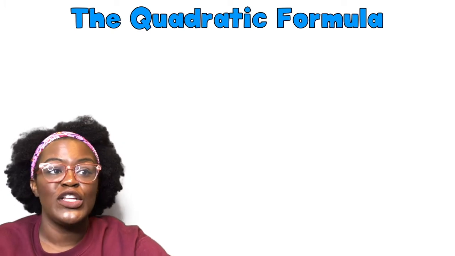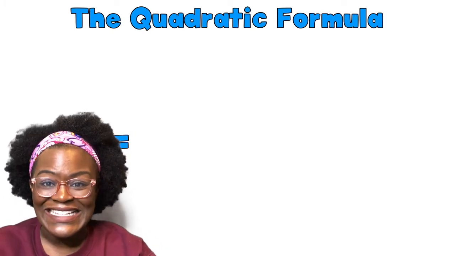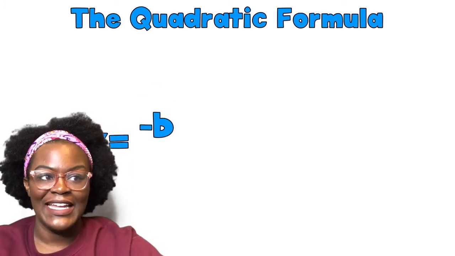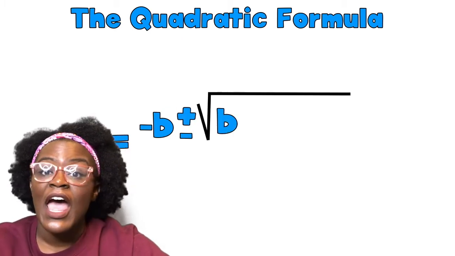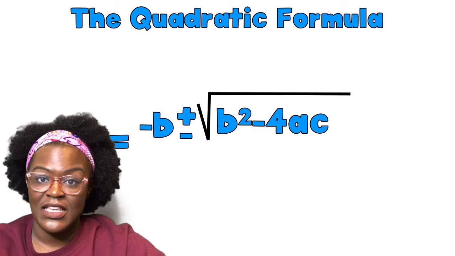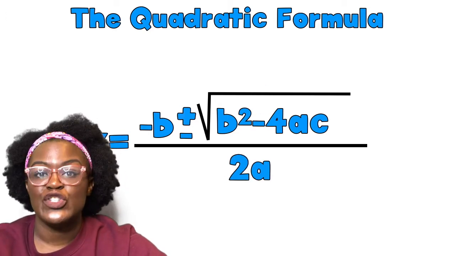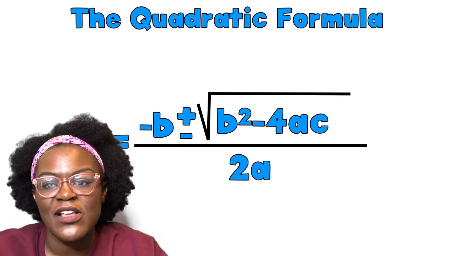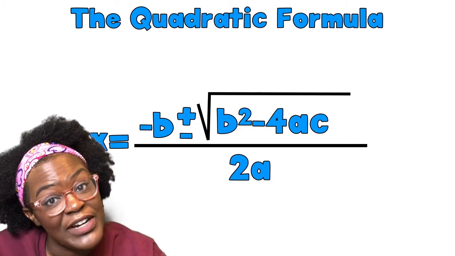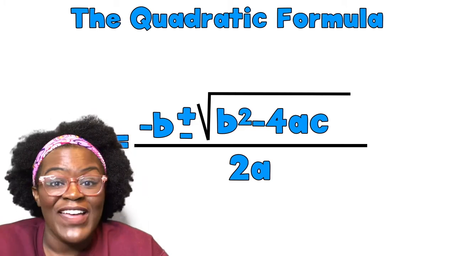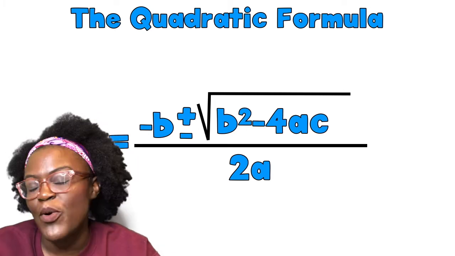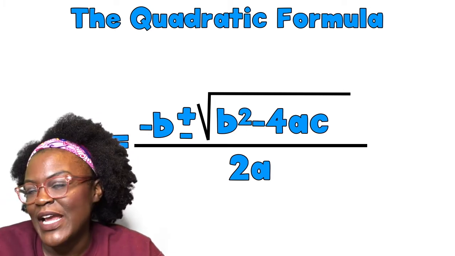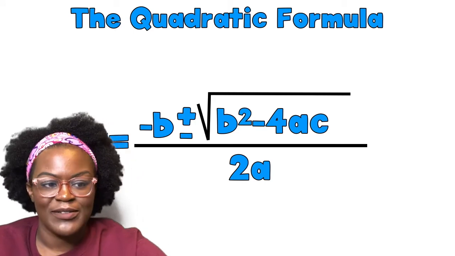Okay, so first of all, the quadratic formula is x equals negative b plus or minus the square root of b squared minus 4ac all over 2a. This formula helps us solve for quadratics that cannot be solved by factoring. So you can solve any quadratic in the world using this formula. And the formula is so important that memorizing it is important, so I'm gonna teach you a song.